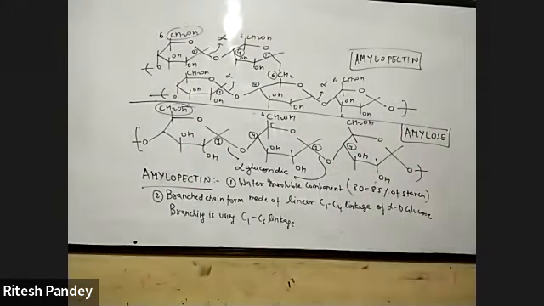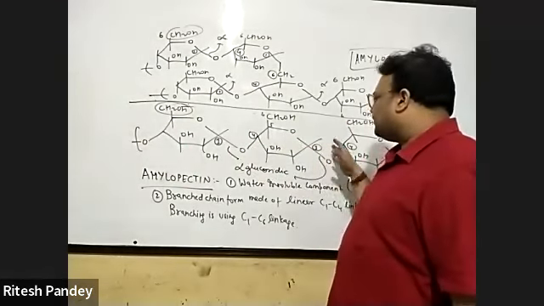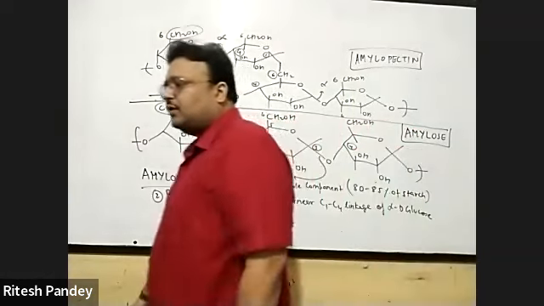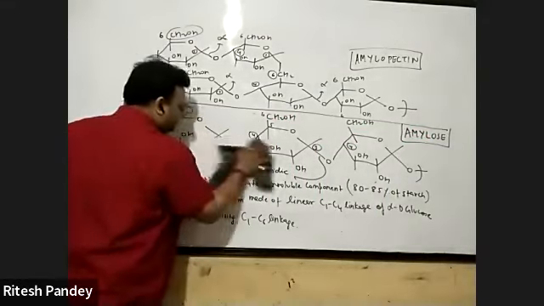I hope you are understanding me. The linear form is because of C1 C4 linkage, and the branching is because of C1 C6 linkage. We will want to move on. बच्चे लोग हाँ ना बोलो. हाँ सर. Can I remove this clutter? Yes sir.